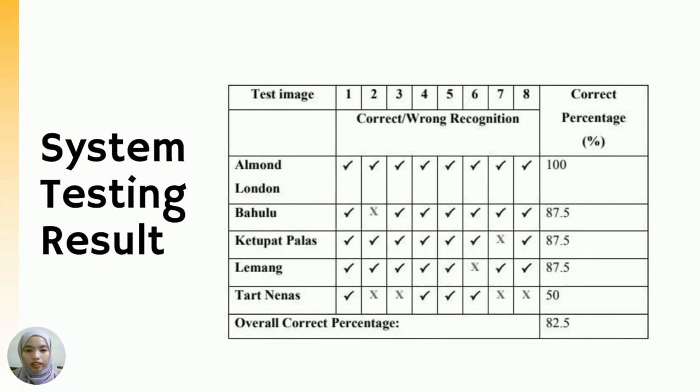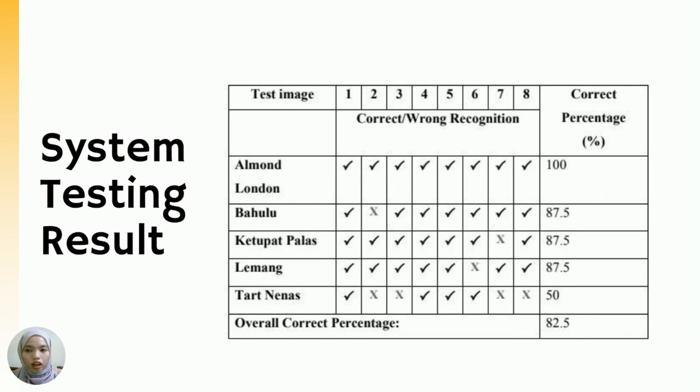So the next result is the system testing result. Overall, there will be 8 images tested per category. So as you can see right here, the total correct percentage for the amylanin is 100%, while for the bahulu, ketupat palas, and lemang it is 87.5%, and the type minus is only 50%, which brings the total overall correct percentage to 82.5%. So this is based on the wrong and the correct recognition.